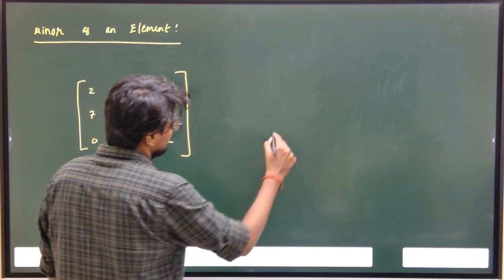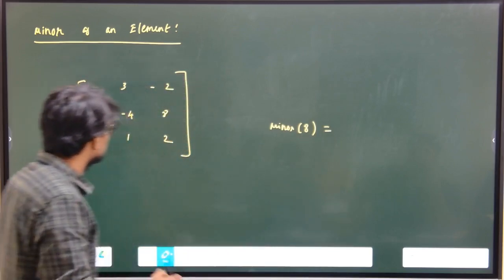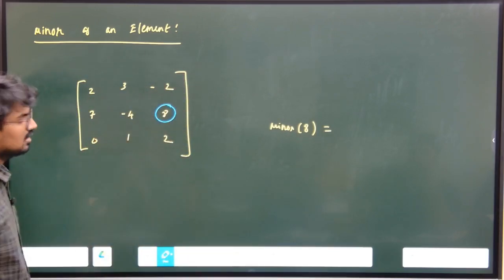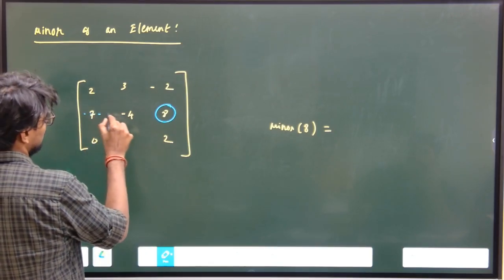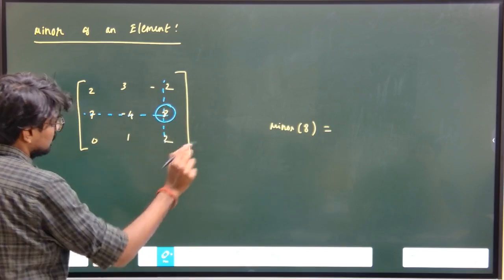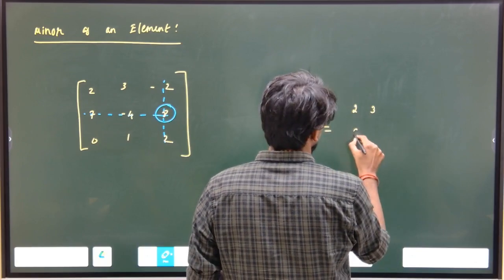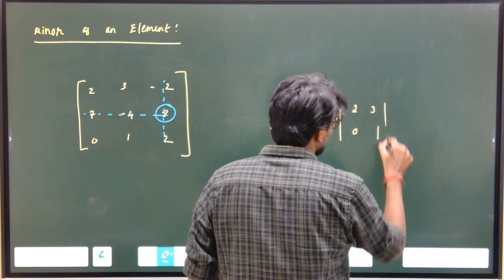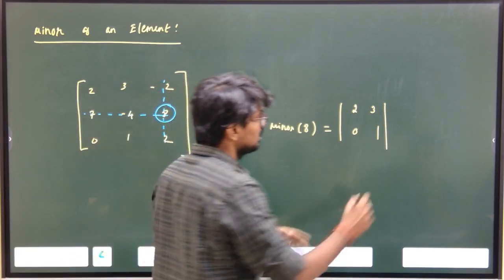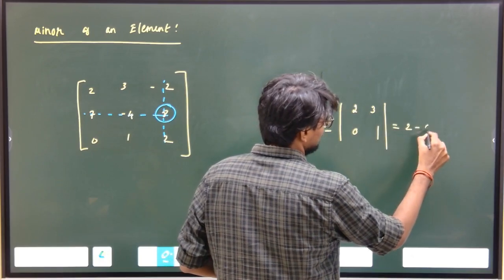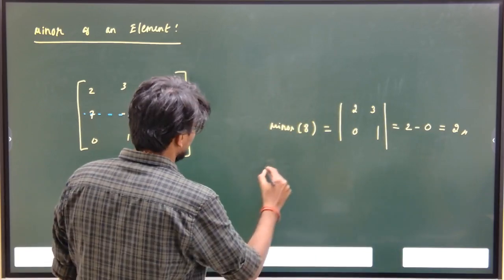Suppose you are going to find the minor of 8. Eliminate the row and column corresponding to that element. I am eliminating this row and this column. So the minor of 8 will be the determinant of 2, 3, 0, 1. That is the minor of that particular element. The determinant is 2 into 1 minus 0 into 3, which is 2.